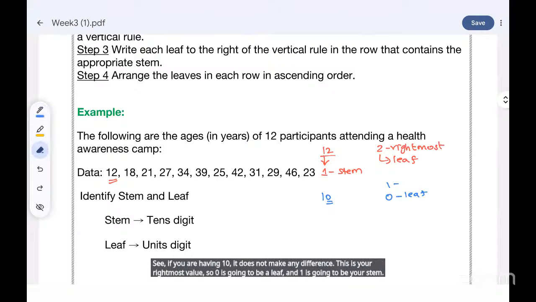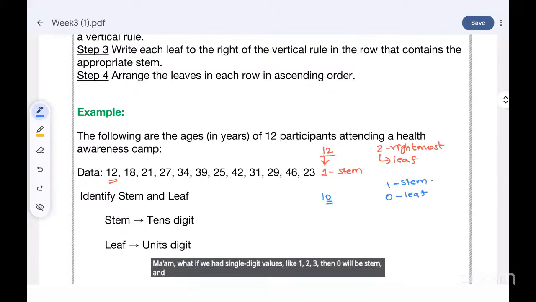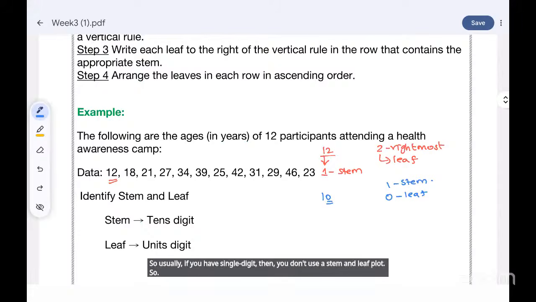Ma'am, what if we had single digit values like 1, 2, 3? Then 0 will be stem and the other digit will be the leaf. So usually if you have single digit values, you don't use a stem and leaf plot. For stem and leaf, you need at least 2 digit values. Otherwise a stem and leaf plot will not make sense.